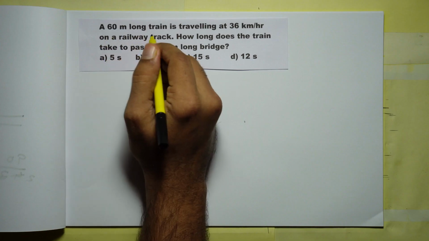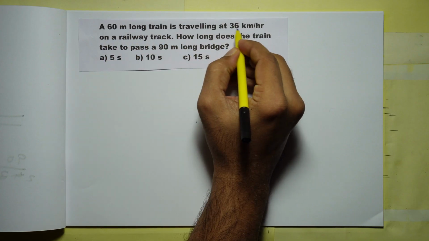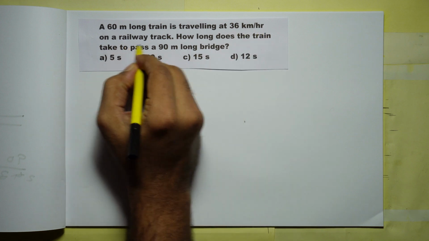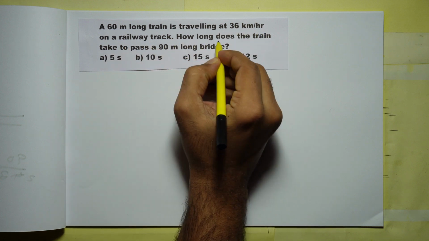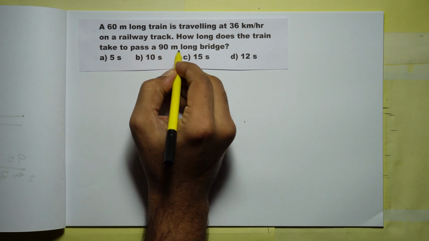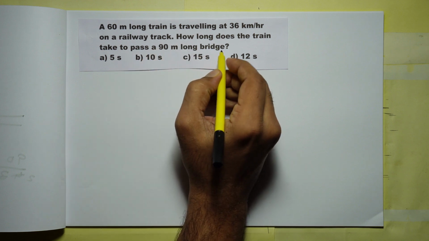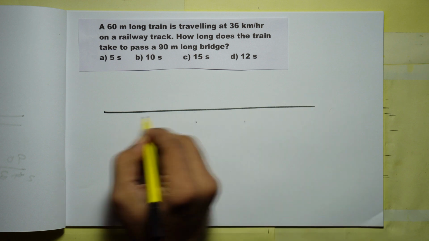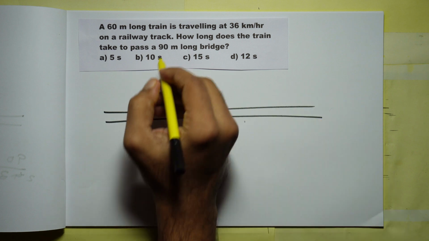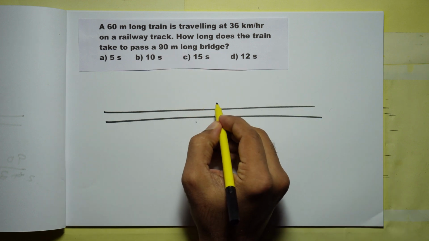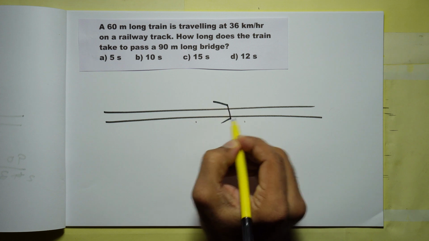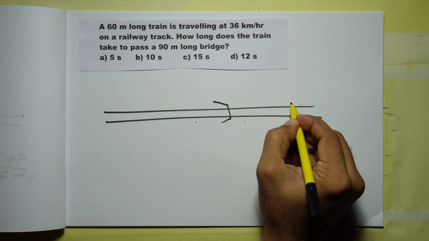A 60-meter long train is traveling at 36 kilometers per hour on a railway track. How long does the train take to pass a 90-meter long bridge? So I'll draw the railway track like this, and there's a 90-meter long bridge. So I'll mark the bridge like this.